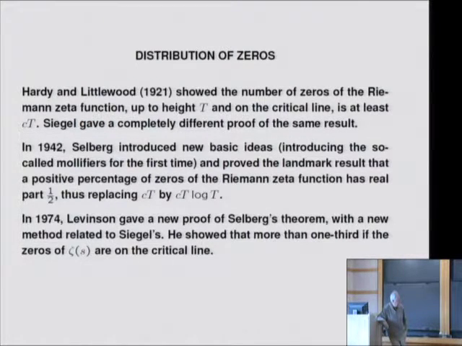Siegel's method is very different from Hardy and Littlewood. Selberg may be considered as a very basic refinement of the initial idea of Hardy and Littlewood. And in '74, Levinson gave, again, a very deep refinement of Siegel's method. He also uses modifiers, but in a completely different way, completely different modifiers. And his proof, from a quantitative point of view, gives better results. Now the percentage of zeros on the critical line is more than 40%. Yes, I think Selberg's method gives only odd multiplicity, but not quite simple zeros. So it's a really different method.